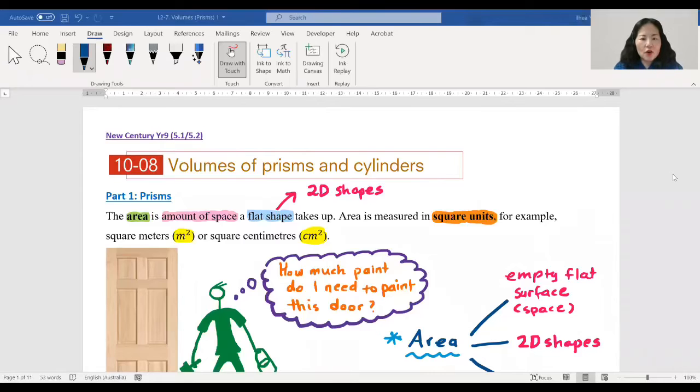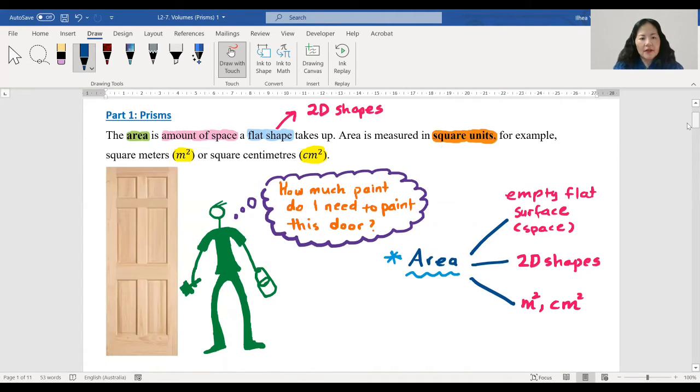Today's lesson is on volumes of prisms and cylinders. Part 1, we're just going to stick with the prisms. Then part 2, we'll do some more of cylinders. Now, before we start, I would like to go through the definitions of area and volume and capacity.